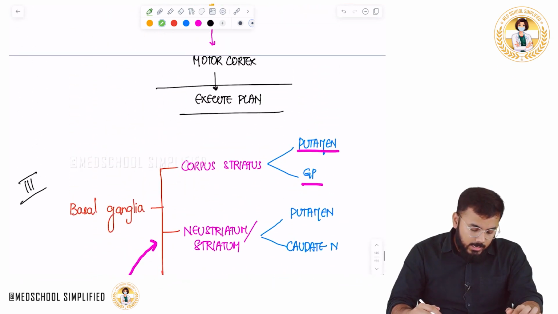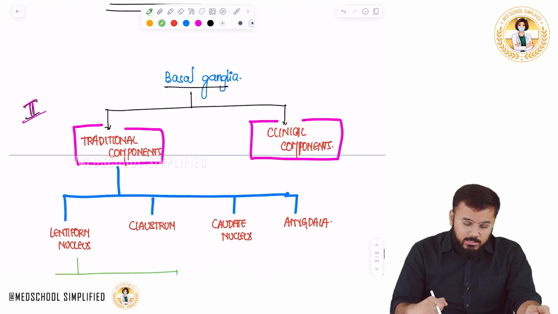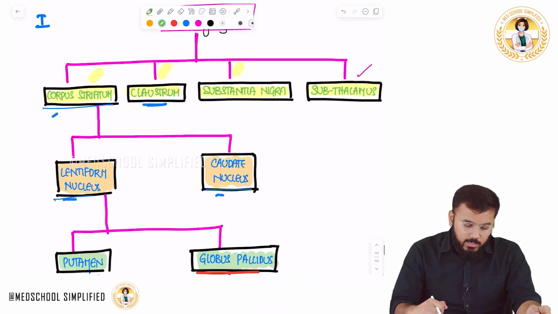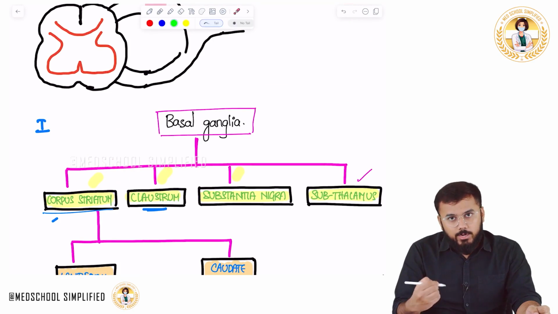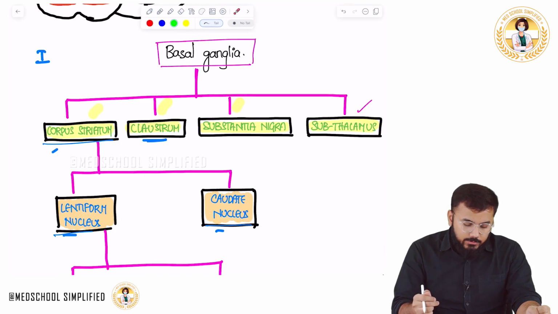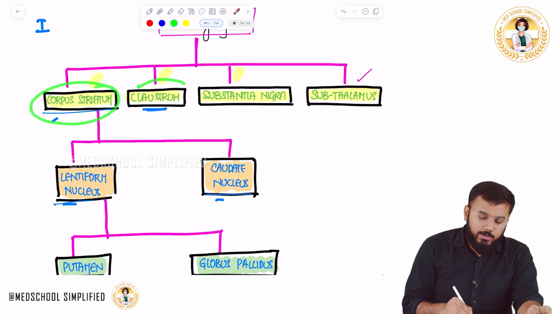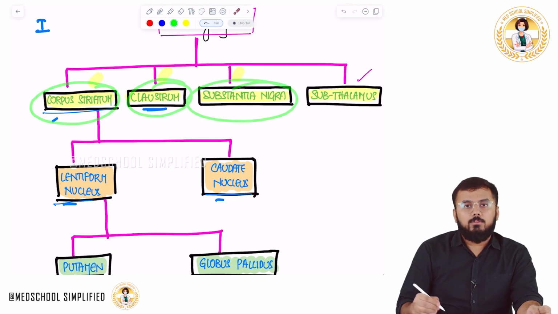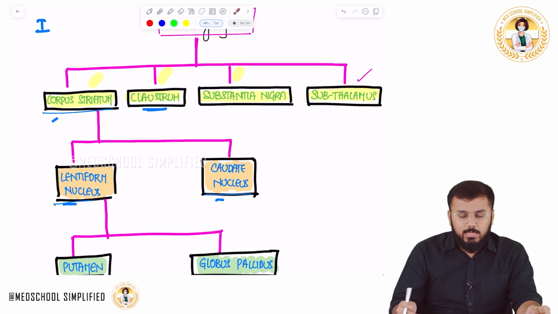So these are the three important classifications. Once again, let us revise these classifications fast before we proceed to the next one. Basically there are three important types of classifications of basal ganglia. In the first classification, basal ganglia is divided into corpus striatum, claustrum, substantia nigra, in the sense black substance, and next subthalamus, which is located beneath the thalamus.